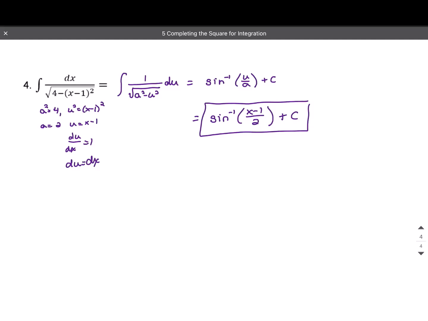All right, so we're going to practice more with completing the square and then integrating. Remember, if you can simplify the integrand, it makes it easier to integrate.